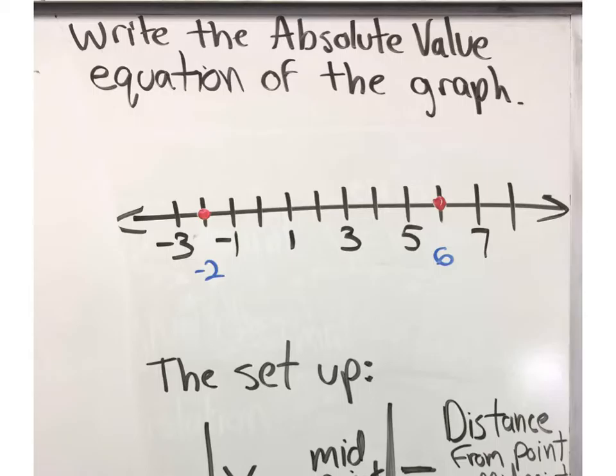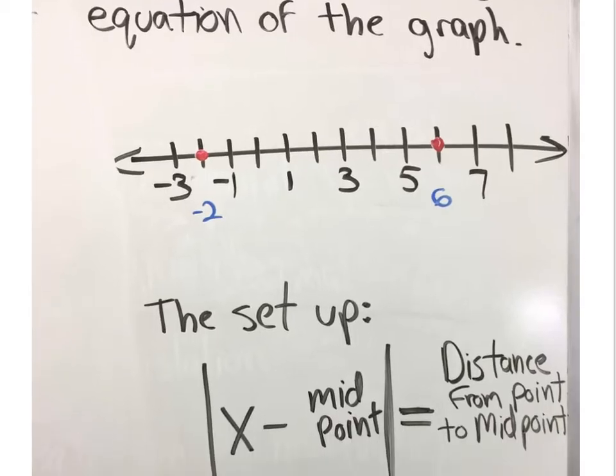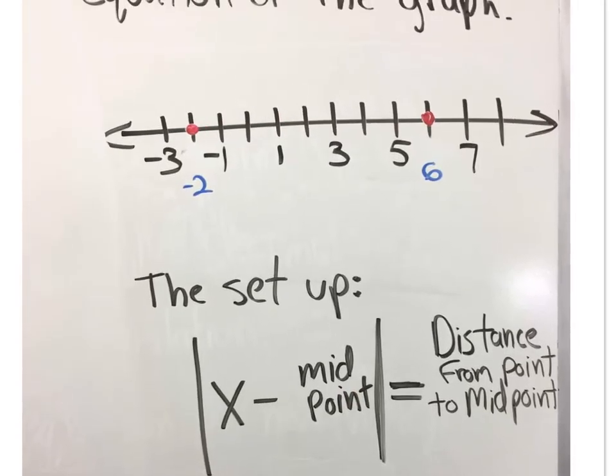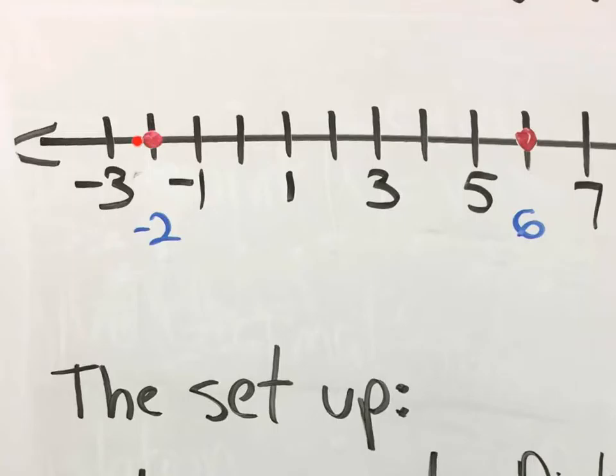Well, the first thing you have to do, here are the notes. The setup is this. It's going to be absolute value of x minus your midpoint. Now, what do I mean by midpoint? I'm talking about the point that's perfectly in the middle between -2 and +6. Okay? Now, there's different ways of finding the midpoint. One way is to actually visually count. I'm going to go 1 in, 1 in, 1 in, 1 in, 1 in, 1 in. This value right here is your midpoint, isn't it? Okay, so the midpoint would be right here, which is 2, right?